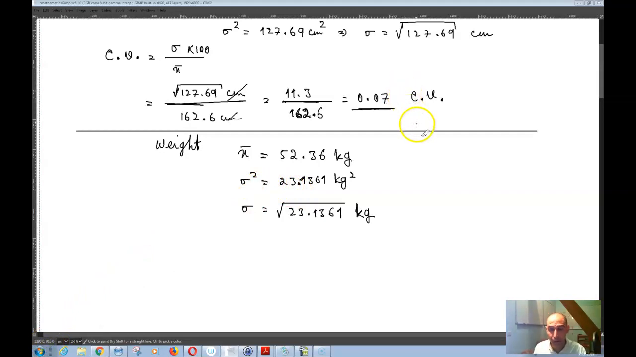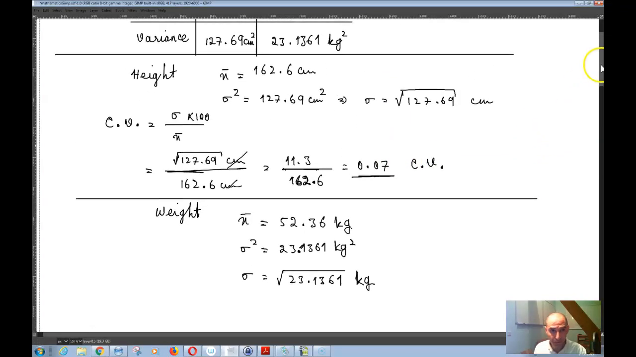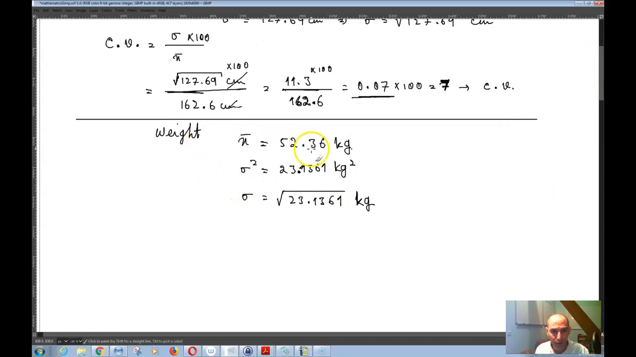Oh, by the way, we had to multiply this number by 100 as well. So this has to be multiplied by 100, and this one multiplied by 100 gives you a 7. This is 7, and that is your coefficient of variability. So for the second case, for the weights, you have to write the coefficient of variability as equal to your sigma, which is the square root of 23.1361, times 100 divided by x bar, which is 52.36. Both of these are kilogram and kilogram, so they will cancel out.